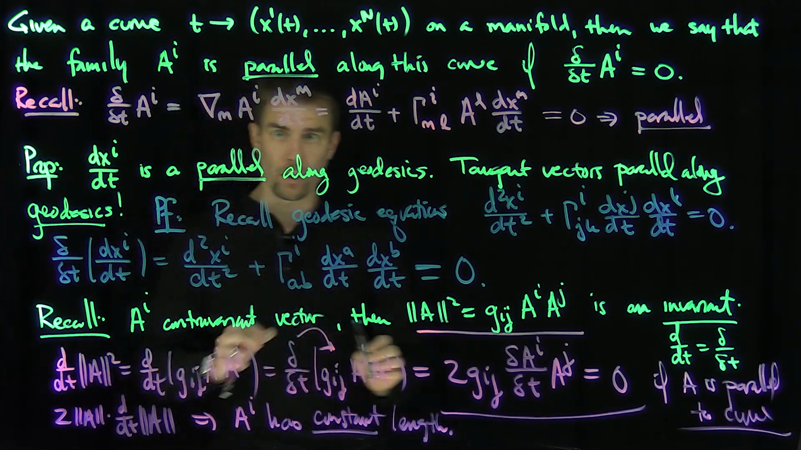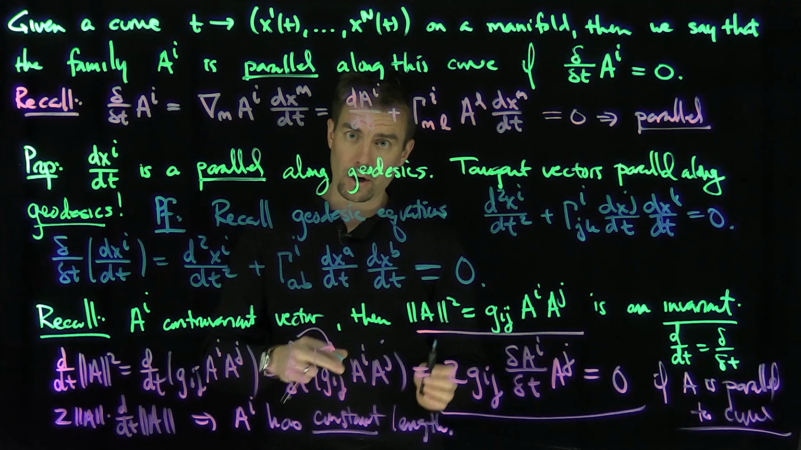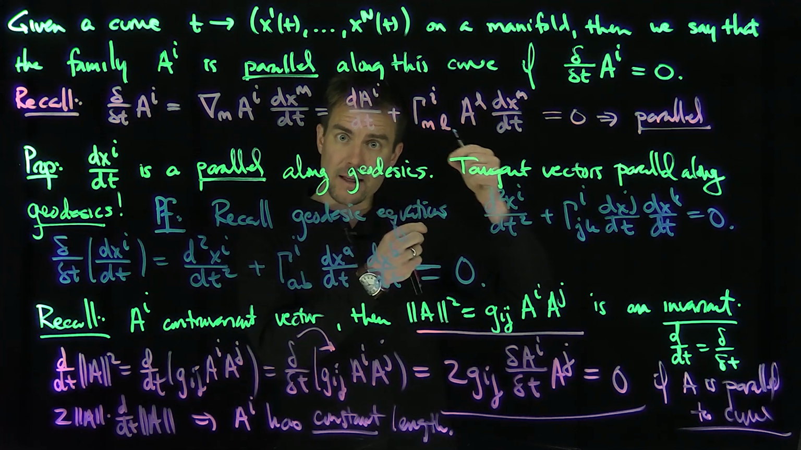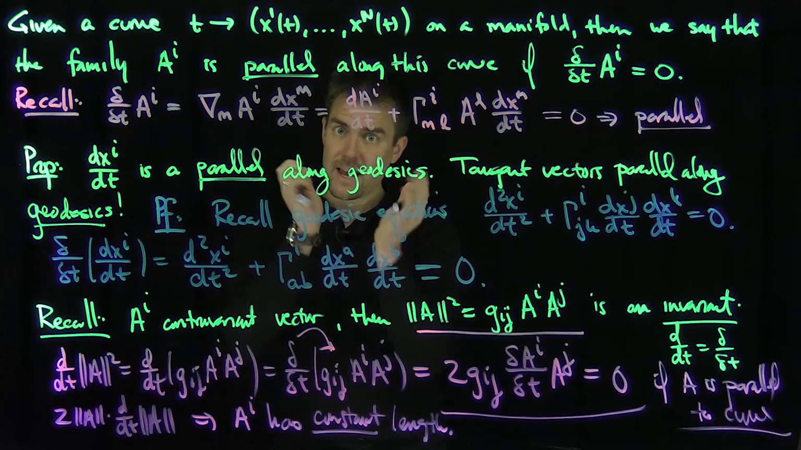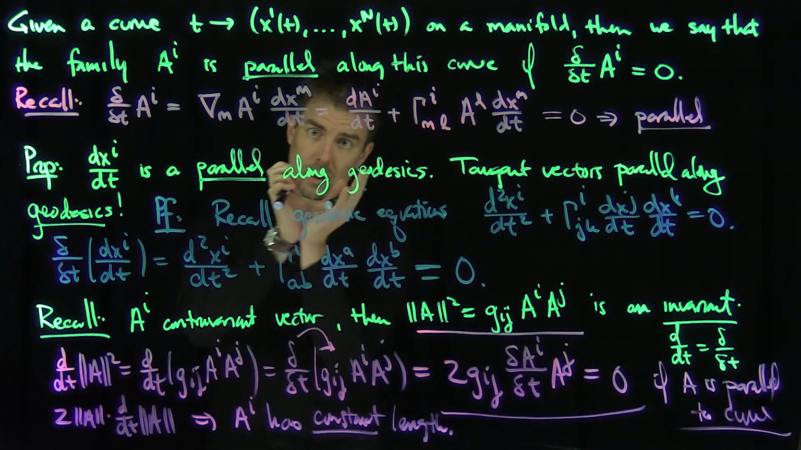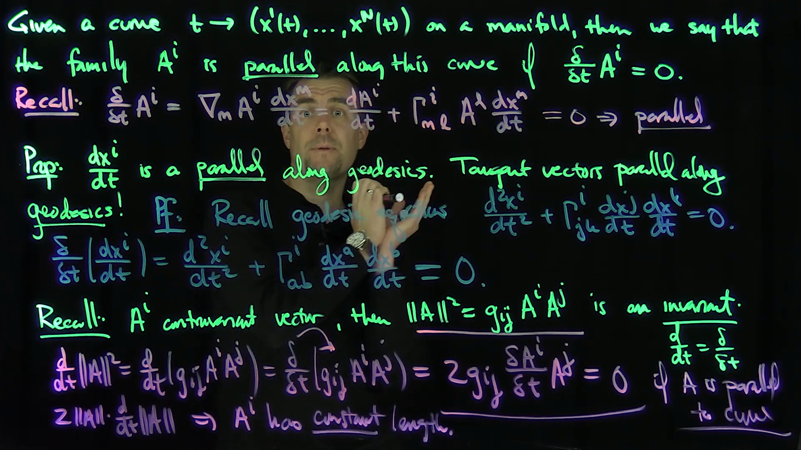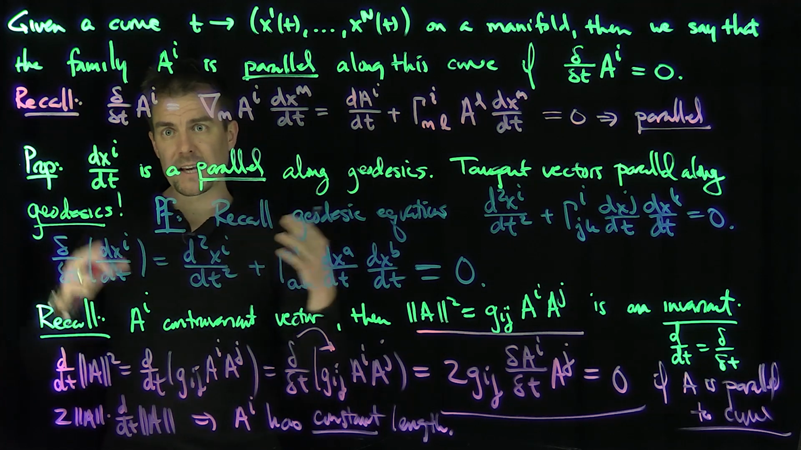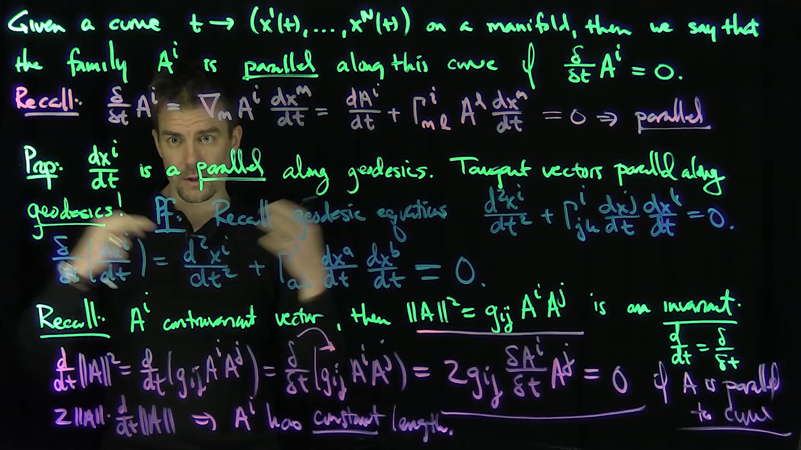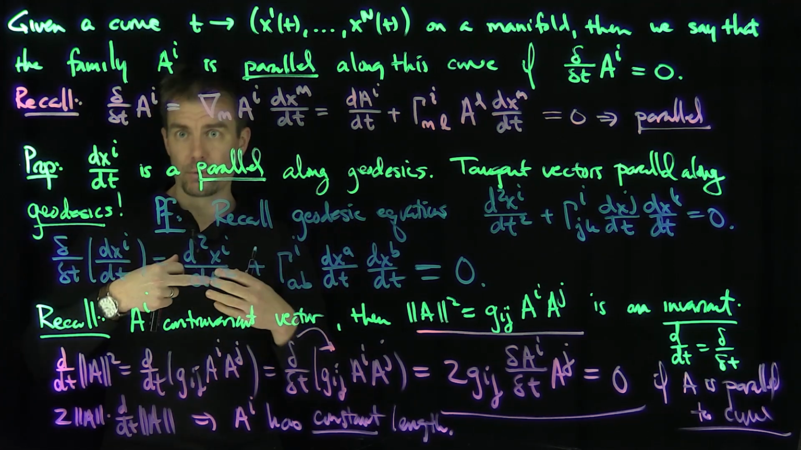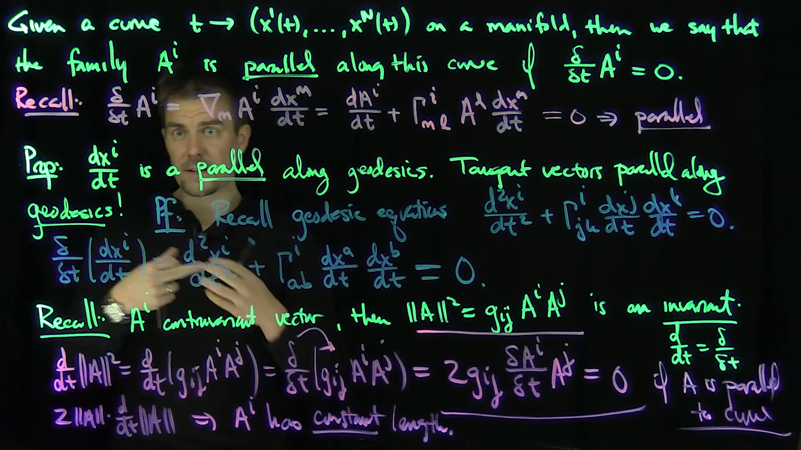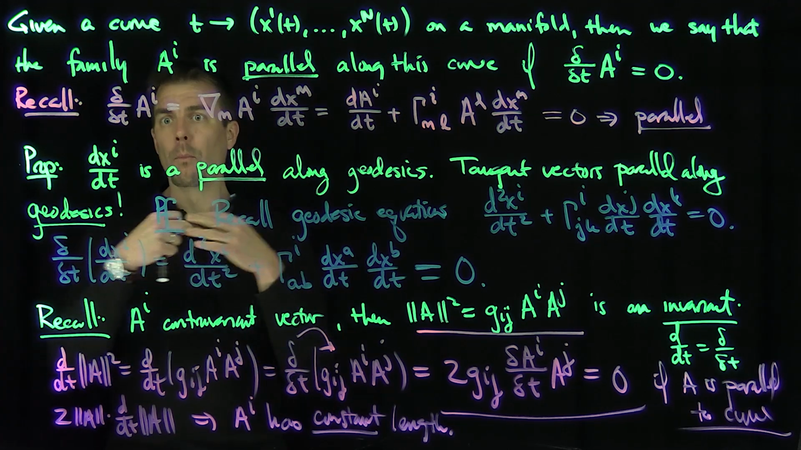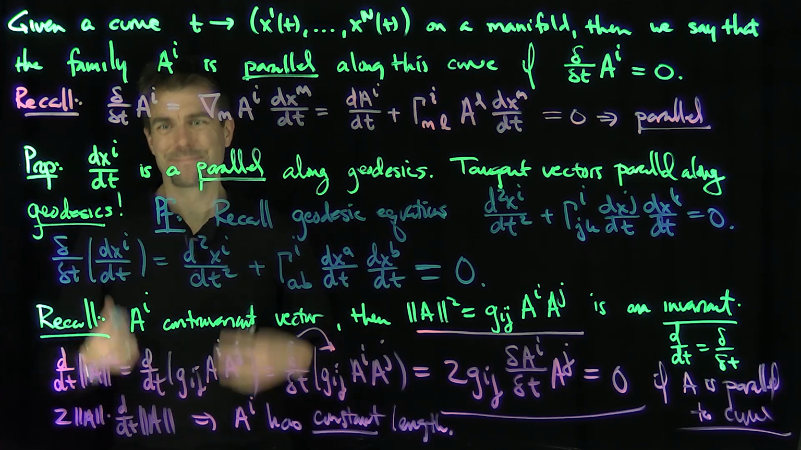So a contravariant vector parallel transported along a curve must keep the same length, and if I have two vectors parallel transported along a curve, they keep the same angle. In further videos, we'll see the connection between the covariant derivative and the Lie derivative along a curve, and we'll see that these ideas coincide when we go more advanced in our study of Riemannian geometry. Thank you very much.